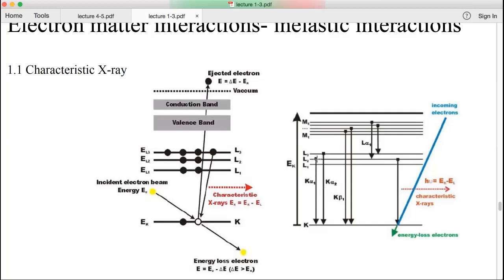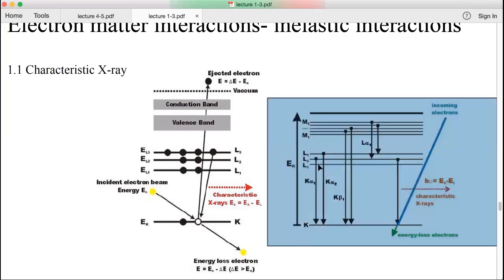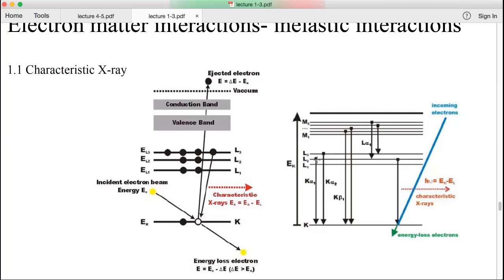So if it is coming from here, we will get a K alpha 1 coming out of this energy. If this electron jumps down and fills the vacancy here, the energy difference between this level and the ground level will be released, and that will be a K alpha 1. It's an X-ray, and you can detect it, and we can find that it's a K alpha 1.